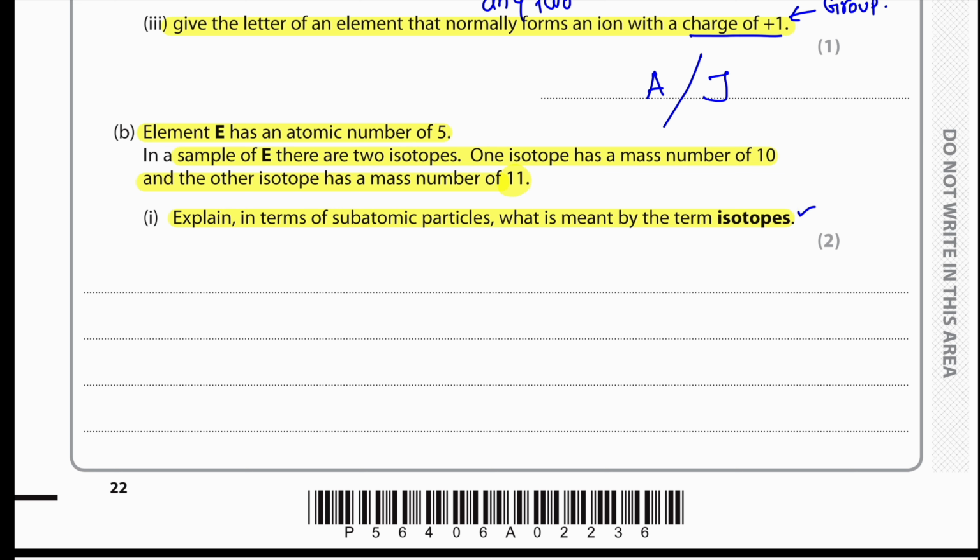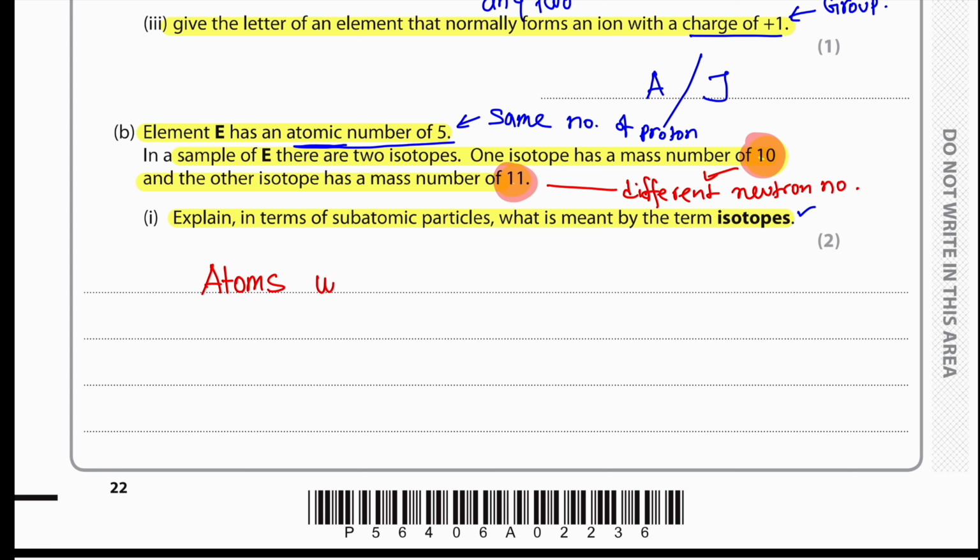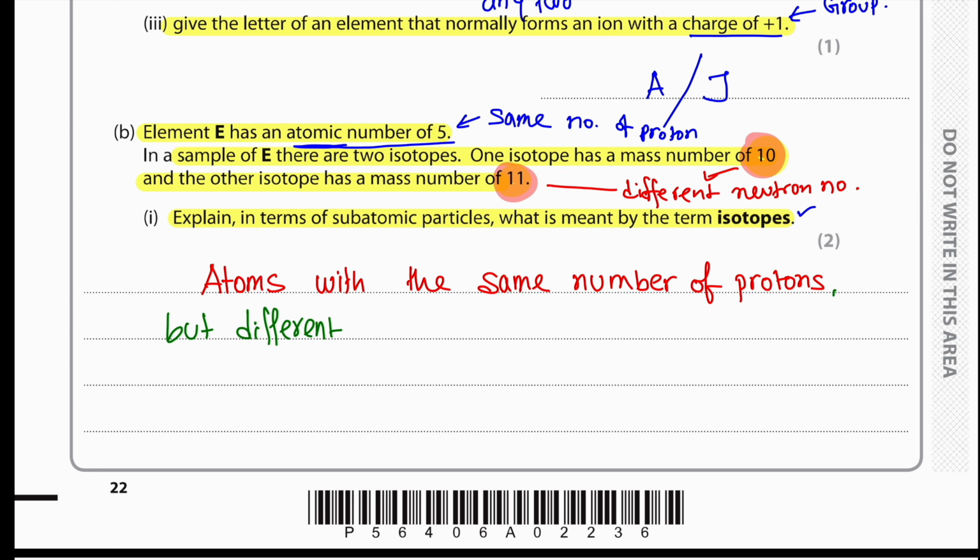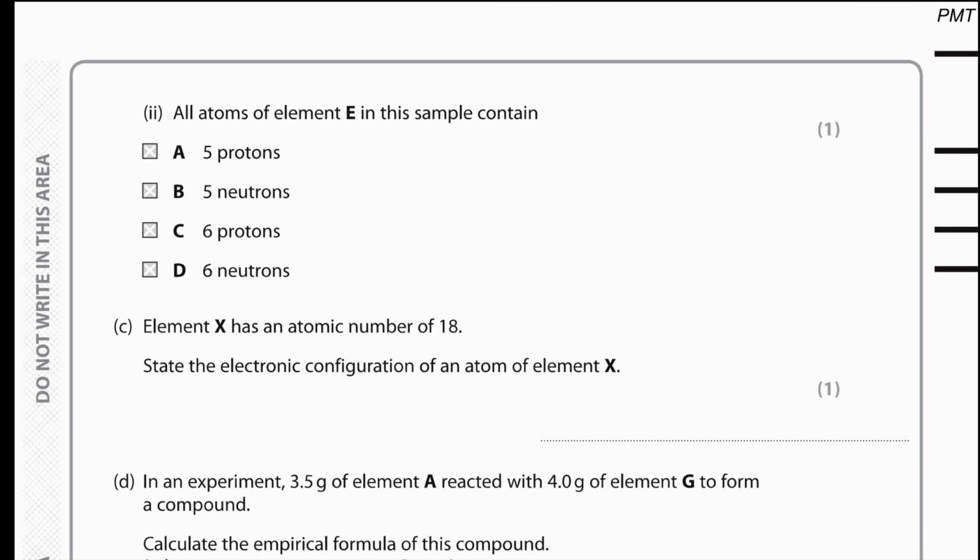Since we know the definition by heart, atoms with the same number of protons and a different number of neutrons are called isotopes. Now, another way we can find out the same answer is that they both had the same atomic number. So, this means the same number of protons. And they had a different mass number, which indicates that the number of neutrons is different. So, the answer will be atoms with the same number of protons but a different number of neutrons. All atoms of element E in this sample contain, since this is the same element, the same number of protons, which in this case is 5.